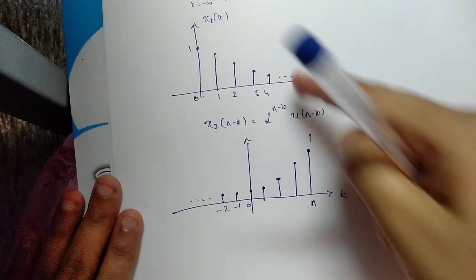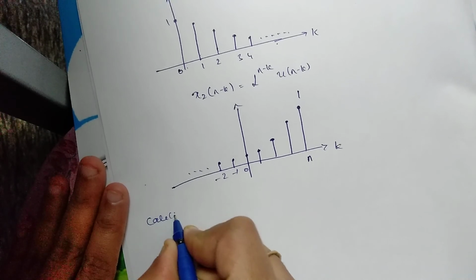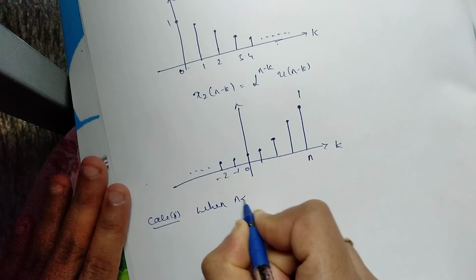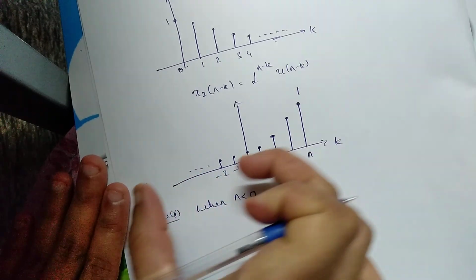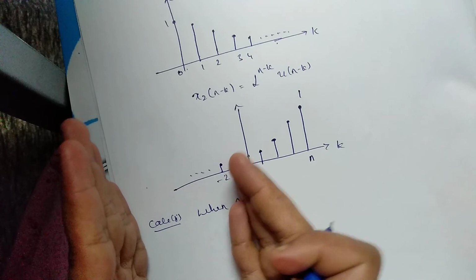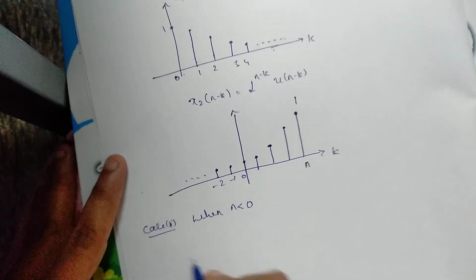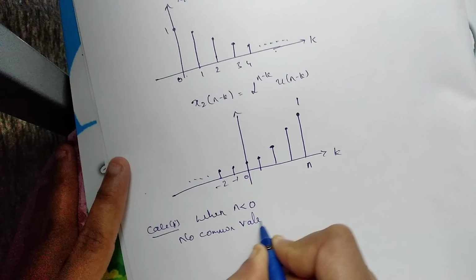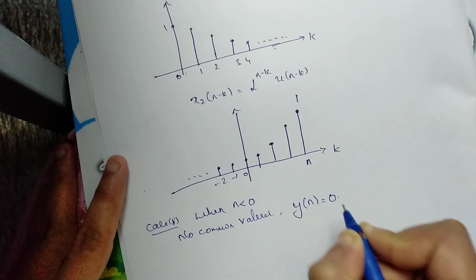Now we need to multiply these two equations. Let us consider case 1. In case 1, we are considering when n is less than 0. Imagine if n is less than 0, this whole waveform will come here. It will start from n to minus infinity. This will start from 0 to infinity. There are no common values for the multiplication. Therefore y of n is equal to 0.